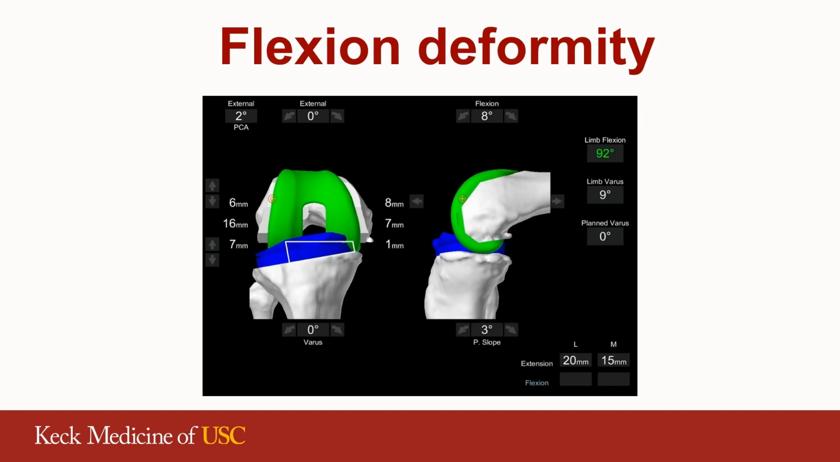The first thing that we'll do is characterize our flexion imbalance. So with the knee at 92 degrees of flexion, we will look at the asymmetry of our flexion gap, and we can see we have a trapezoidal gap. We have 16 millimeters on the lateral side, 7 millimeters on the medial side. At baseline, you can see we have a very trapezoidal gap. We'll see if this is correctable in the next slide.